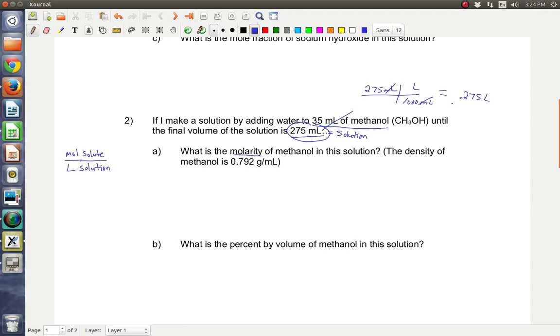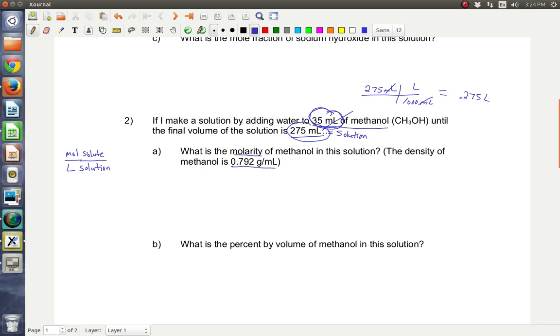Now that I know that, I'm going to need to figure out what is the molarity of the methanol in this solution? The density of methanol is this. Okay, so how's that going to help us? Well, whenever they give you something, obviously that means it needs to be used. With the methanol here, I took 35 milliliters of it and diluted it up to 275. So this is the amount of methanol I had initially, 35 milliliters.